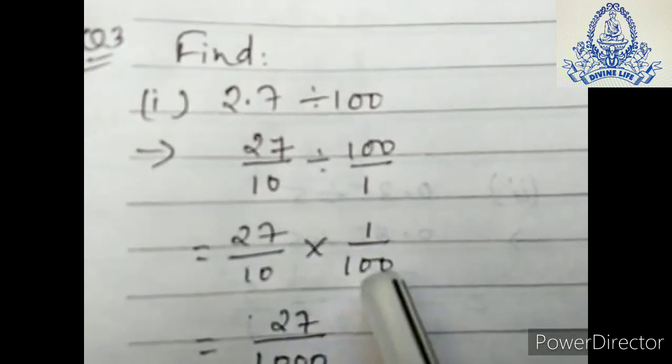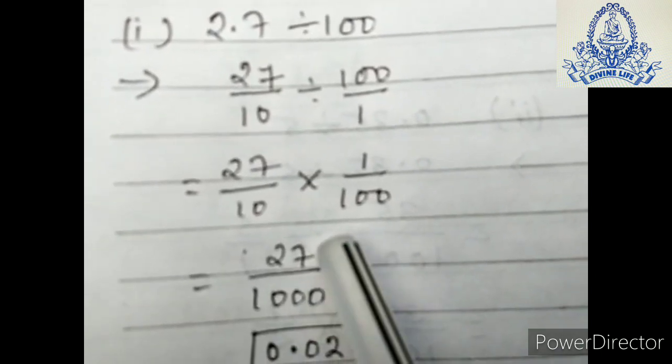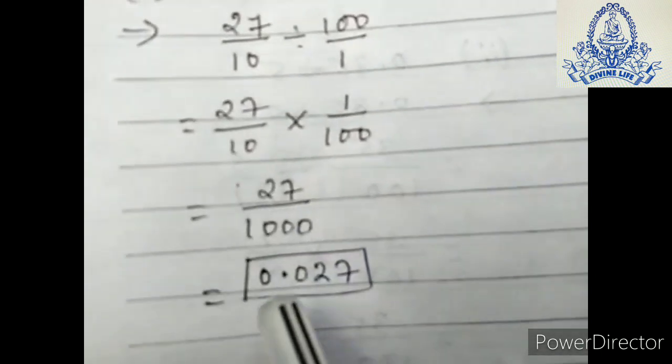27 times 1 is 27, 100 times 10 is 1000. The final fraction is 27 upon 1000. After dividing 27 by 1000, we will get 0.027.